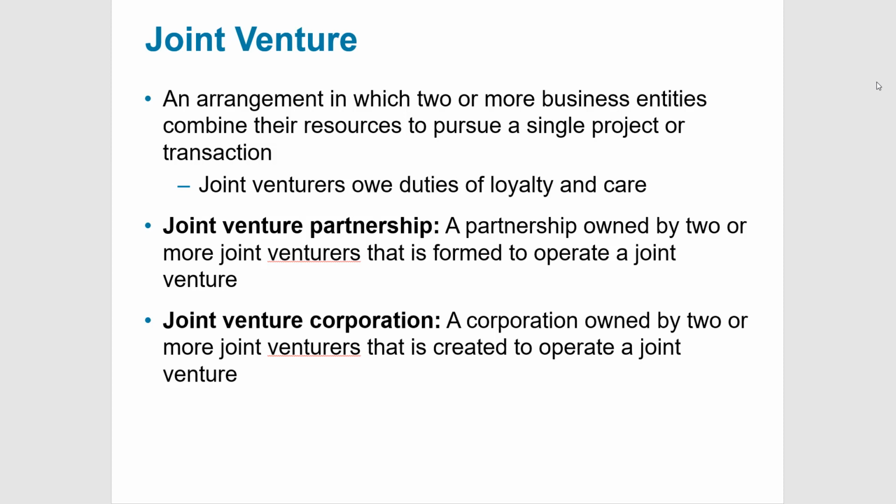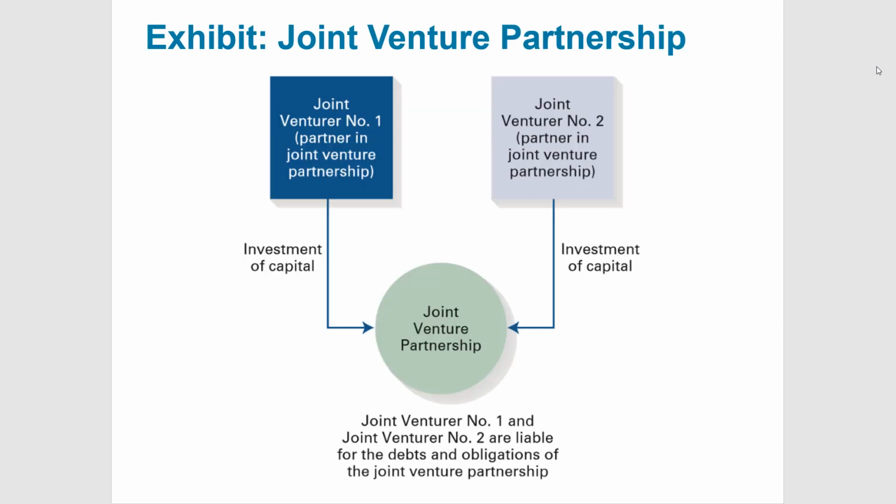And then you can have variations on what a joint venture can look like. So you can have a joint venture partnership, where it basically looks like a partnership formed as a joint venture. And then you can have a joint venture corporation, which is where we go another step to actually incorporate the joint venture as its own entity. And the difference would be similar to what we see for general partnerships and corporations with regard to liability.